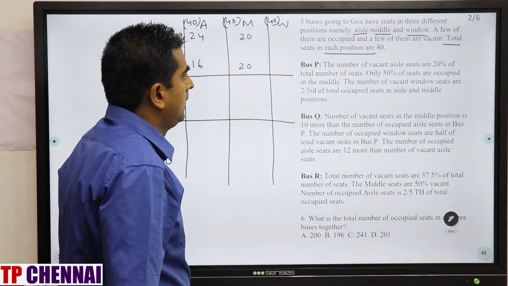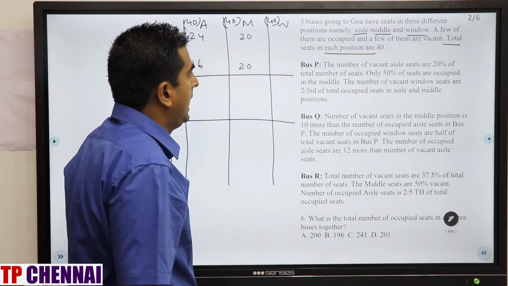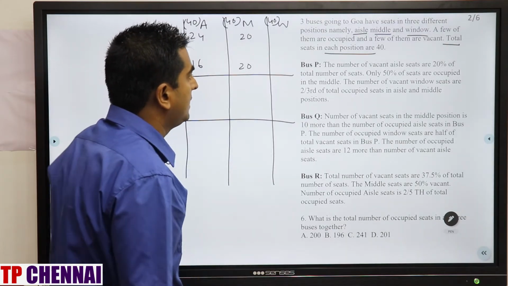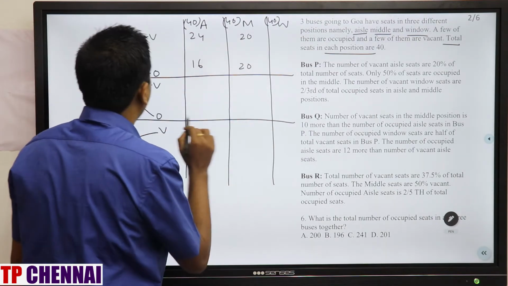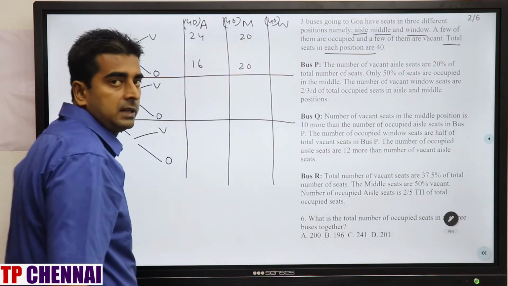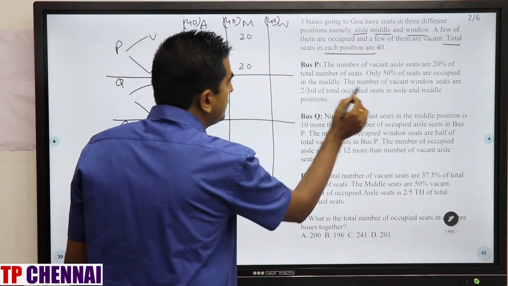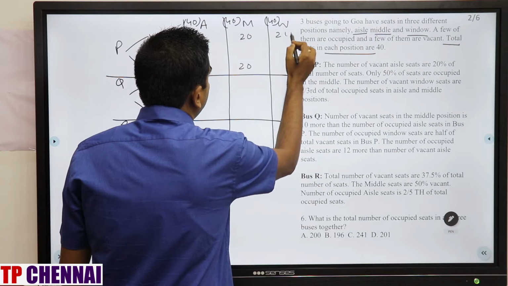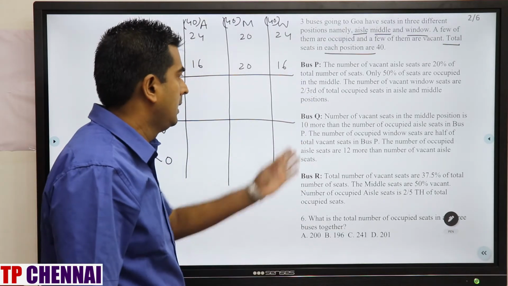The number of vacant window seats, that means this one, are 2/3 of the total occupied seats in the aisle and middle positions. 2/3 of occupied: 16 plus 20, 36. 2/3 is how much? 1/3 is 12, so 2/3 is 24. Which one? Vacant. So this is 16. Clear? Come to bus Q.